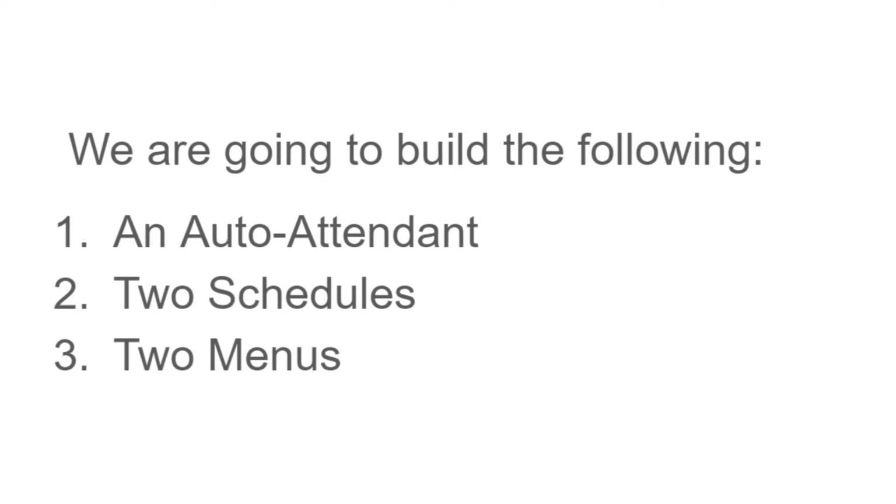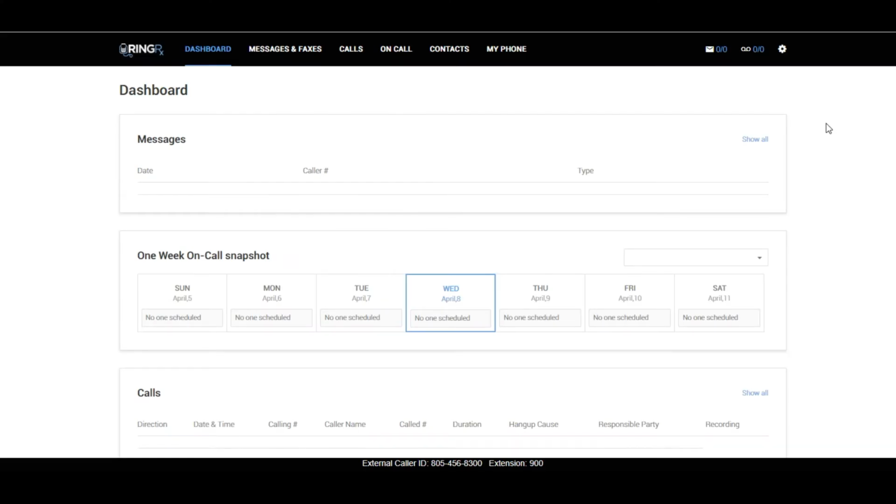To summarize, what we're going to be building is the following: one auto attendant, which will hold both the schedules and the menus, two schedules and two menus. The reason we need two different menus is because in the examples, we have different functionality. One for office hours and a different one for after hours.